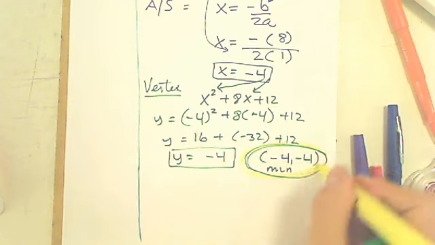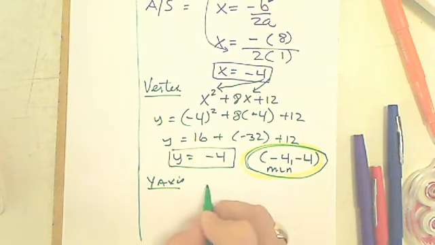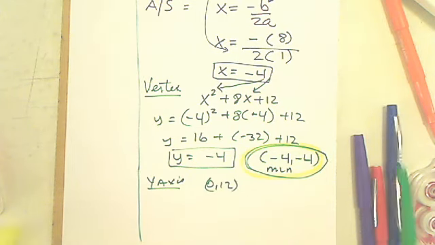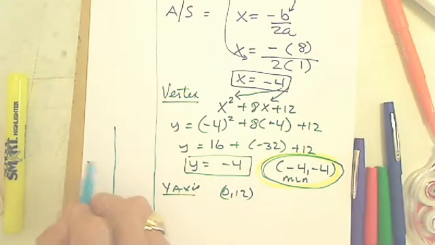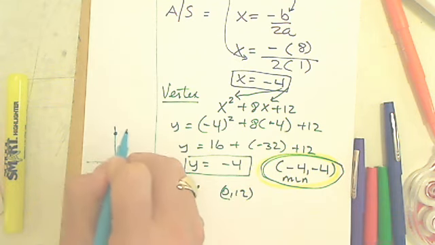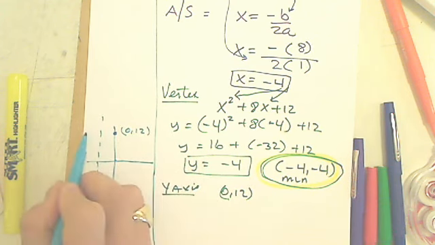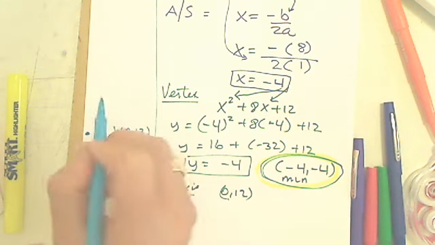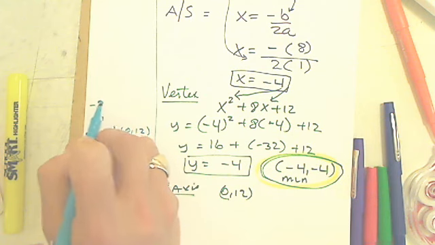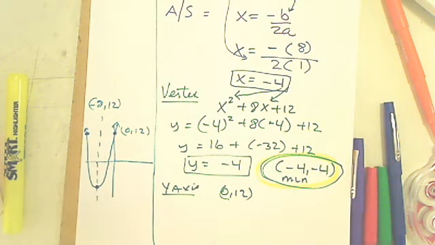How do I figure out where it crosses the y-axis? Look at C. 0, 12. If I were to draw this out, negative 4, negative 4 is right down here. It crosses the y-axis at 0, 12, up here. Where is the other mirror point? Negative 8, because it splits it right down the middle.